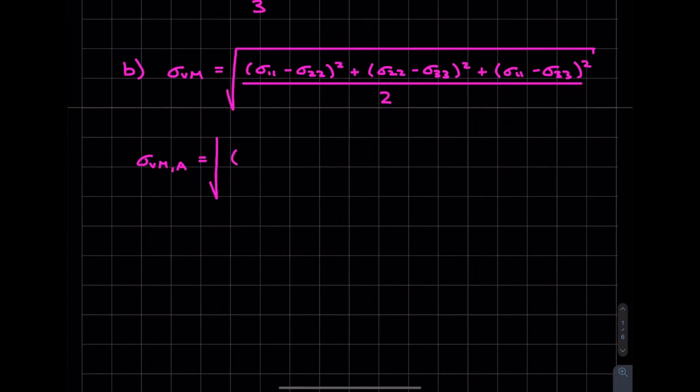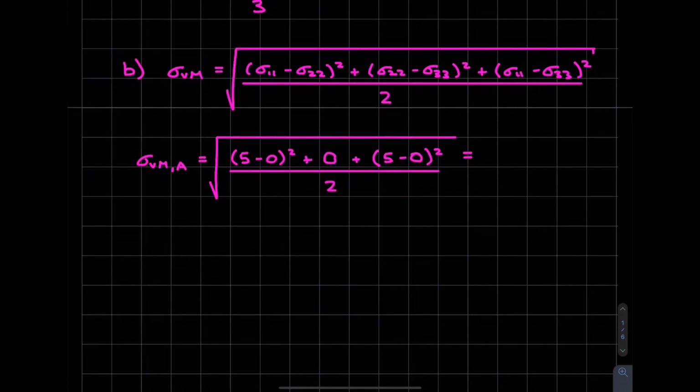So for sigma of A, our only entry was sigma 1,1, which was 5. So what we're going to have is 5 minus 0 squared plus sigma 2,2 and sigma 3,3 were both 0, so this is just going to be 0. And then plus we have sigma 1,1 minus sigma 3,3, so we're going to have 5 minus 0 squared. And I'm just going to finish this up. So remember, all this is going to be divided by 2. And we have to close the square root bracket. And if you guys substitute all this in, you get 5 MPa.